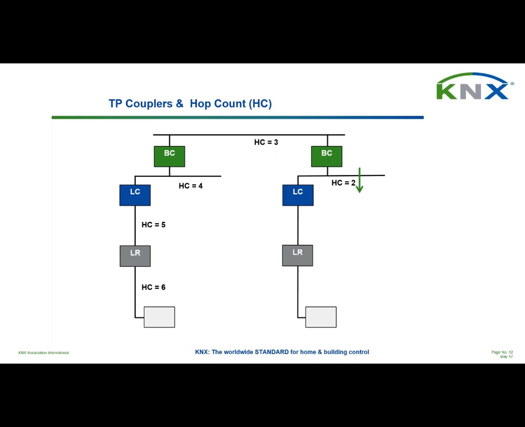From the backbone coupler to the other line coupler, the same thing will happen, so the hop count will be decremented, 3 becomes 2. Then the same thing between the line coupler and the line repeater on the other side, so hop count 2 becomes 1. And one more time between the line repeater and the other end device, so the hop count is then 0. So the telegram has reached its destination. All fine.